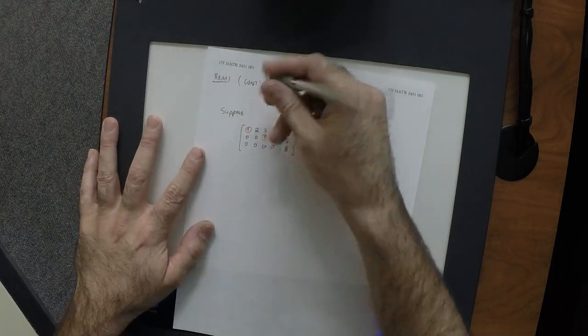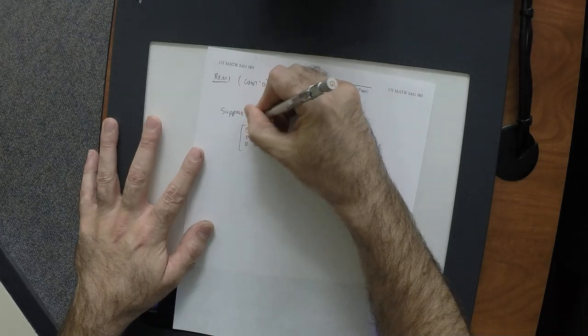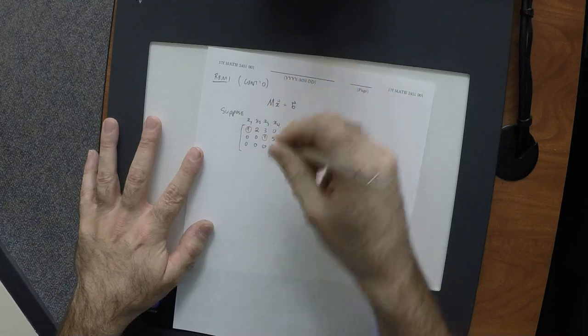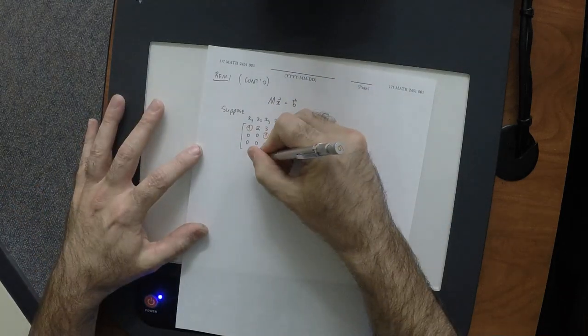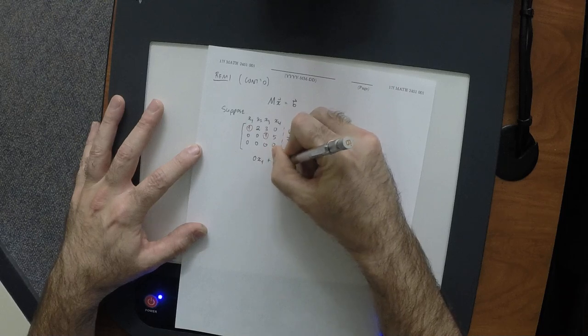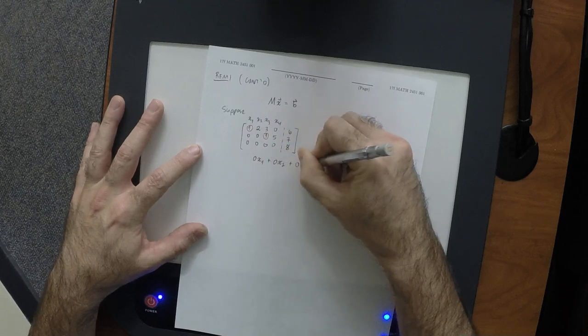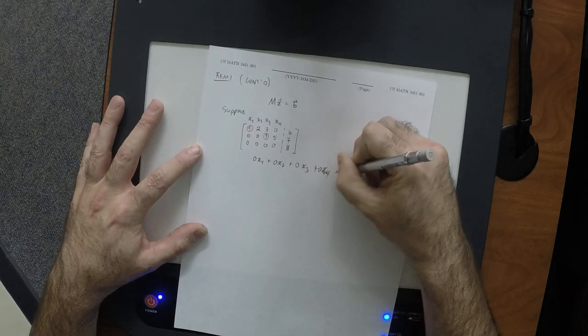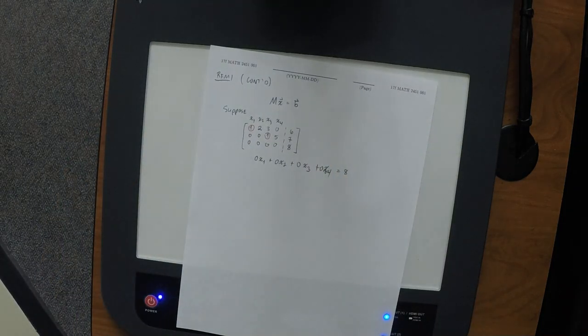Right. Because, again, naming the variables x1, x2, x3, and x4, this last row is saying that 0x1 plus 0x2 plus 0x3 plus 0x4 is 8. Of course, the left-hand side is 0. So this is not solvable. Okay, this equation is not solvable.